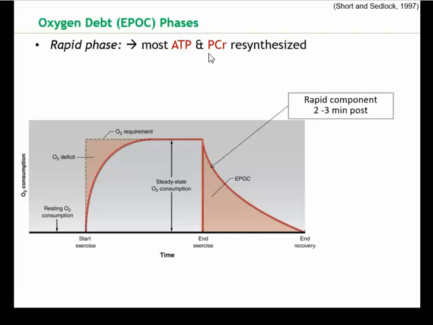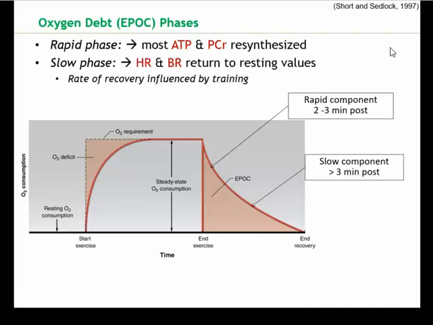So this is where most of the ATP and creatine phosphate is resynthesized in about 2 to 3 minutes. And then down here is the slow phase of EPOC recovery. So this is when the heart rate and breathing rate start to return to resting values. This takes greater than 3 minutes. Also, rate of recovery is influenced by training.